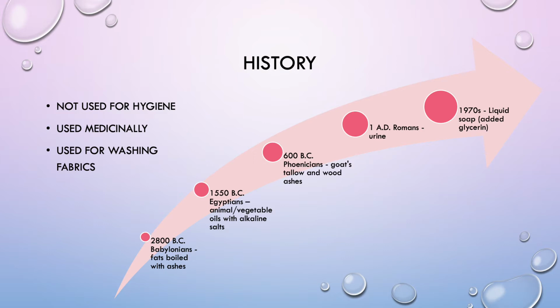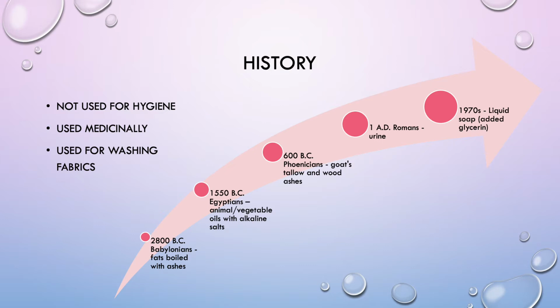Historically speaking, soap wasn't always used for hygiene and bathing. Rather, it was used medicinally and for washing fabrics like laundry detergent. The first record we have of soap was back in 2800 BC with the Babylonians, where they used fats boiled with ashes, which combined made a soap.